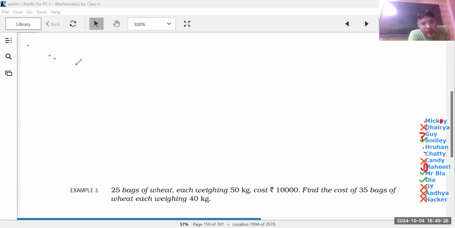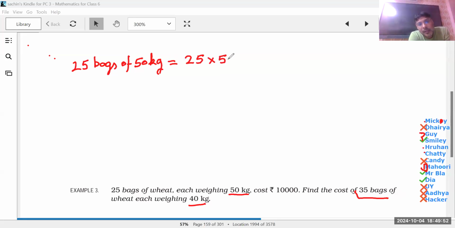So 25 bags of 50 kg. Kids, in this question, I am not concerned with the bags because each bag weighs 50 here and 40 here, so bag capacity can vary. I am not concerned with the number of bags at all. 25 bags of 50 kg means 25 into 50, which is equal to 1250 kgs. Everyone understood this? Yes, sir.